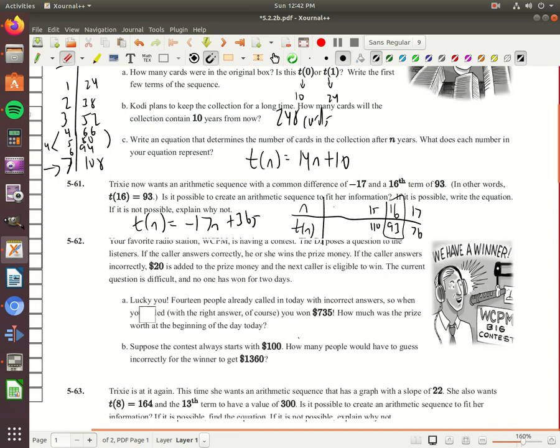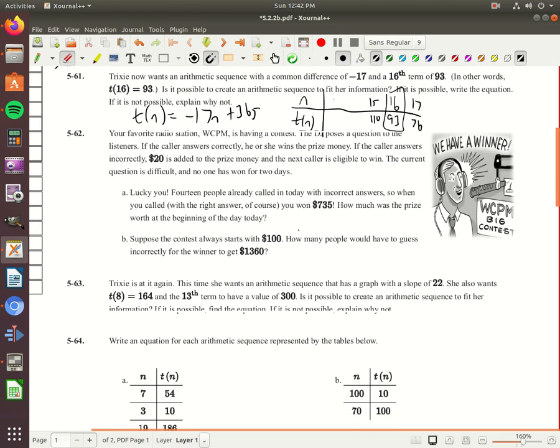A lot of good questions in this section for sure. All right, so 562. I guess I'm confused. Is this a one-day lesson or a two-day lesson? This is taking some time here.